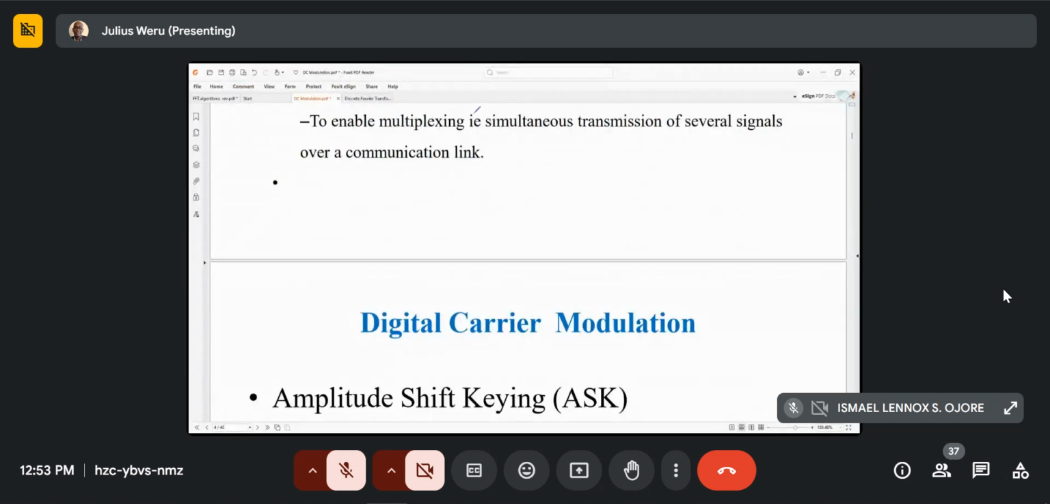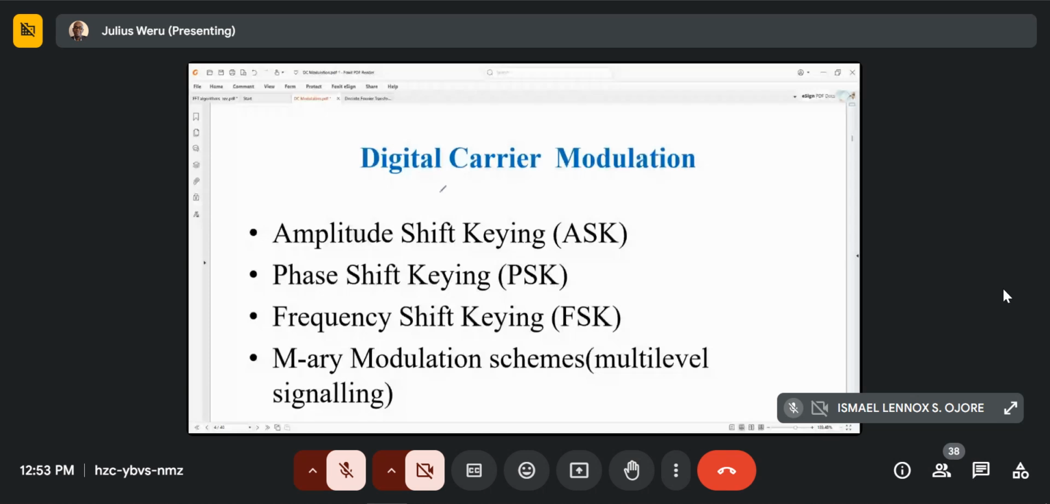Now, I'm moving very fast intentionally, but if you have issues, just raise your hand. So there are three types of digital carrier modulation. One is ASK, amplitude shift keying, then phase shift keying, and frequency shift keying. We use the term keying because we are talking about zeros and ones, so at one point we are kind of going on and off. That's why we talk about keying.